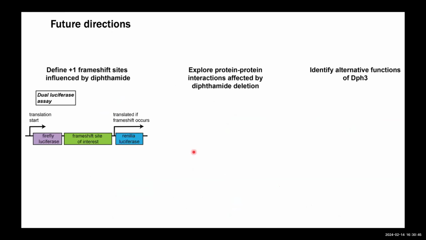And so to further explore this idea, I plan on conducting some dual luciferase assays where I will insert various different programmed plus one frame shift sites and measure the amount of frame shifting in diphthamide and diphthamide knocked out cells. And this will help to further define exactly how diphthamide influences different plus one frame shift site sequences.